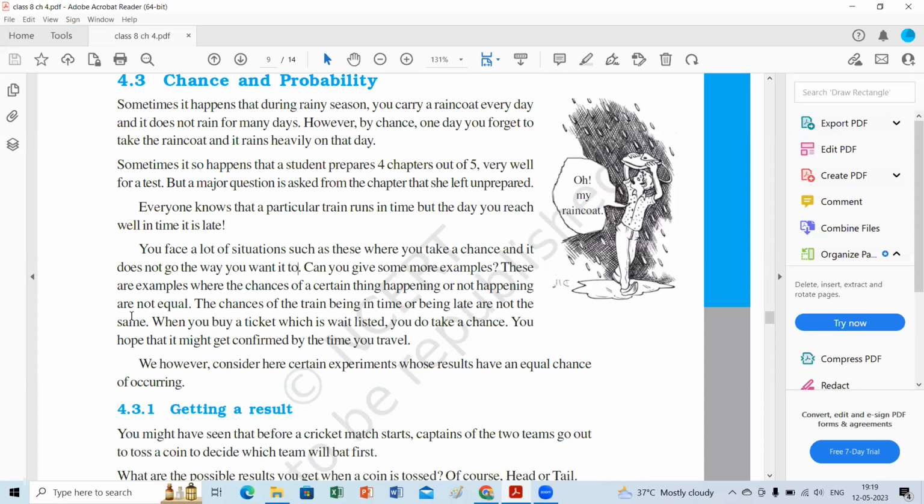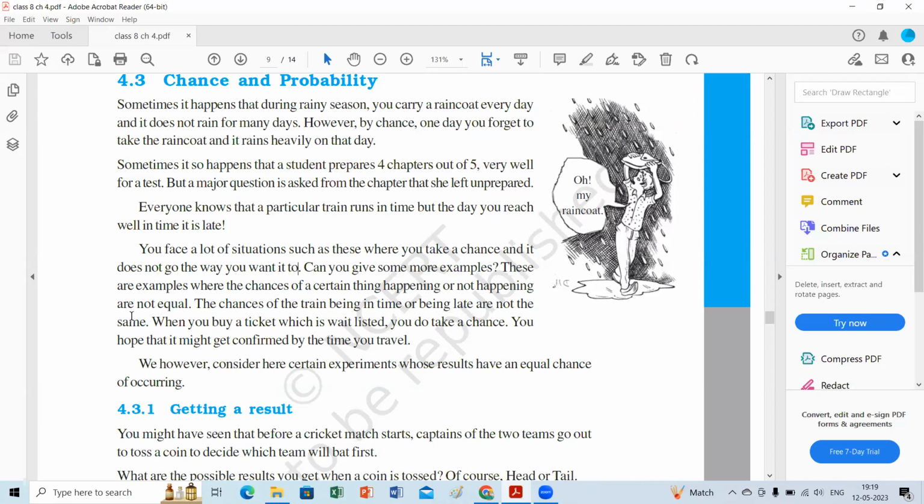Everyone knows that a particular train runs on time, but the day you reach well in time, it is late. Because we are giving some ratings, the train rating is good, because it mostly comes on time. But the day you reach well in time, it is late. But why is it late?